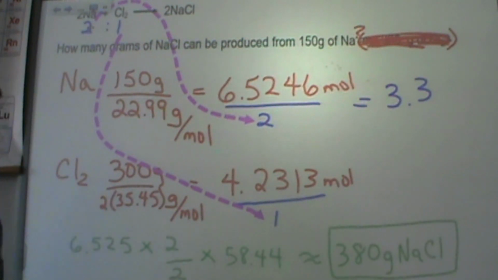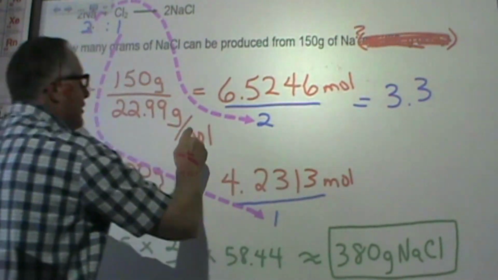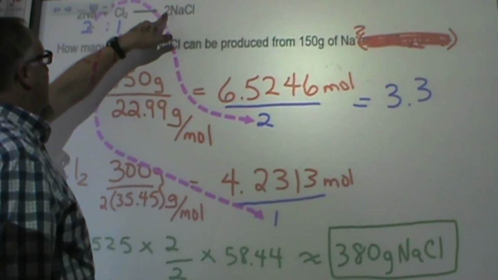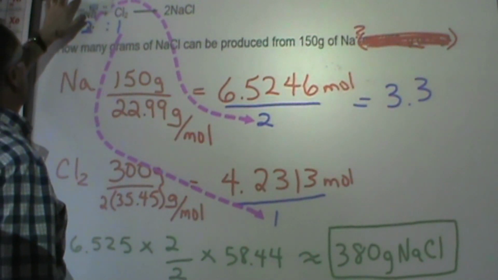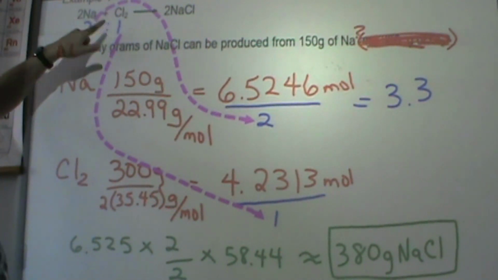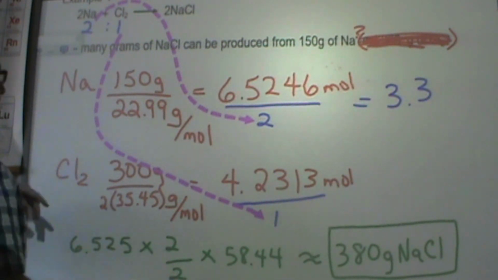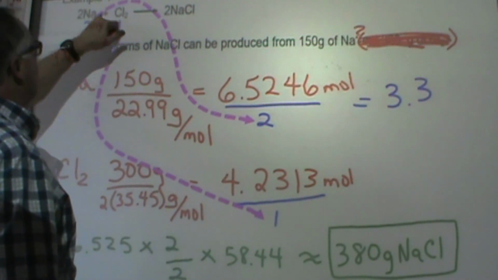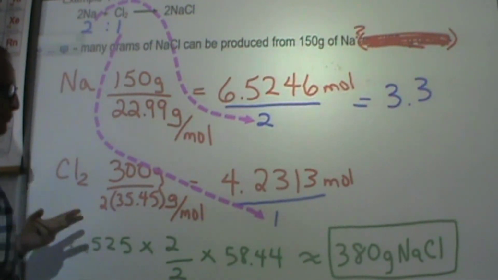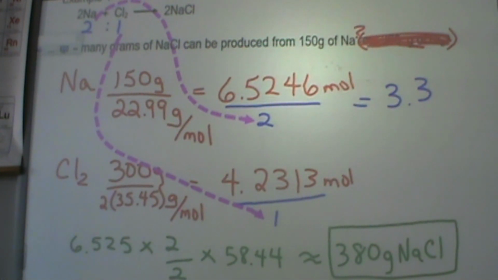So if we put that in, remember, we don't use the 3.3. We have to go back to the moles. So the moles go down here times 2 over 2, desired over given. If I move this out of the way, you can see desired over given, 2 over 2. Even though it's 1, you know it's 1, put it in there in case you need the partial credit, times the molecular weight of sodium chloride, 58.44 to 2 significant digits, comes out to be approximately 380 grams of sodium chloride.